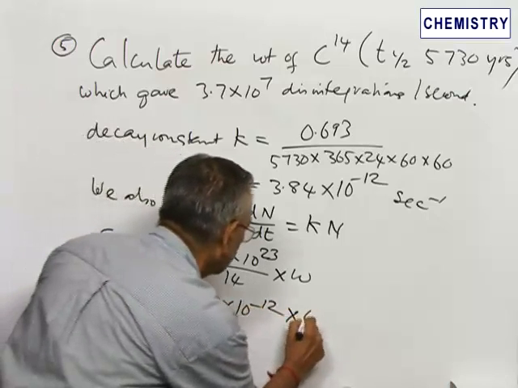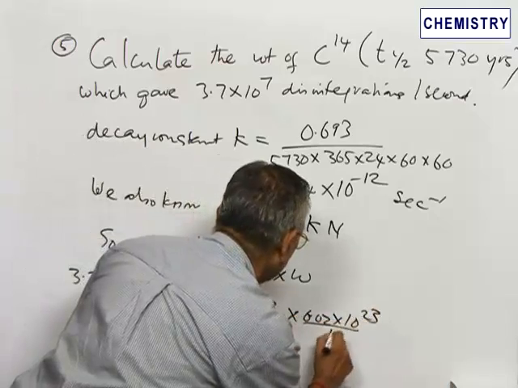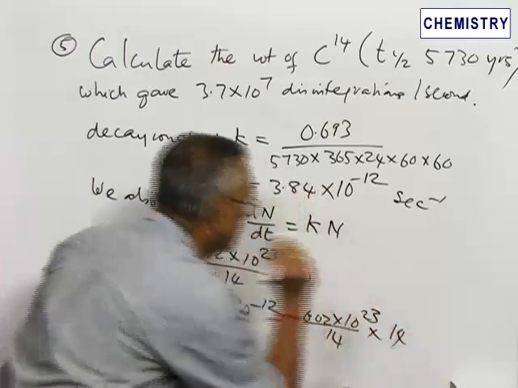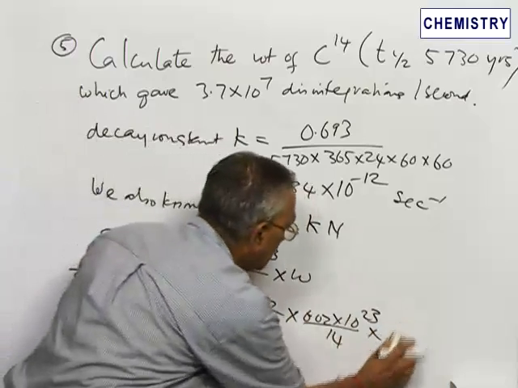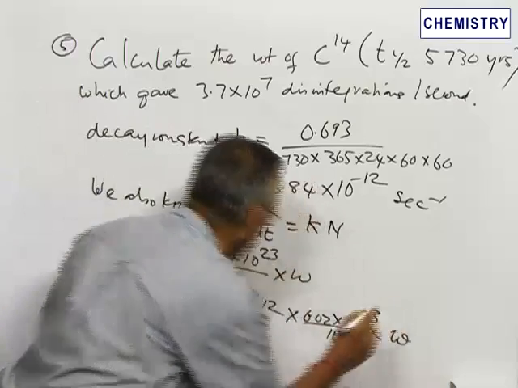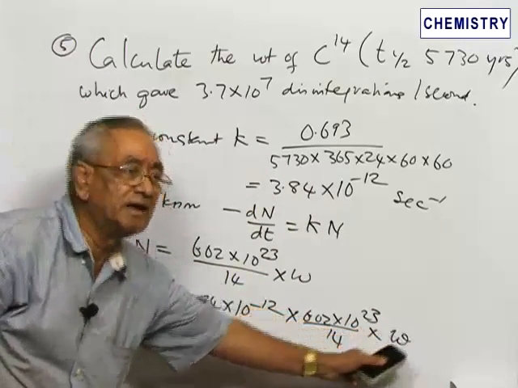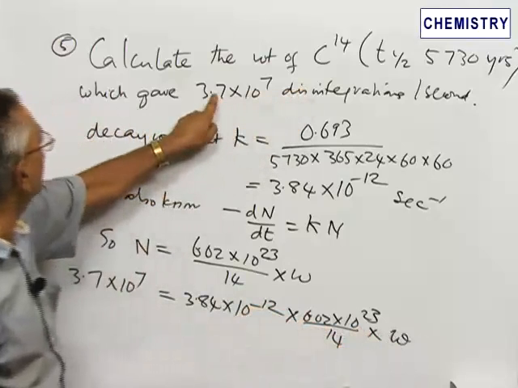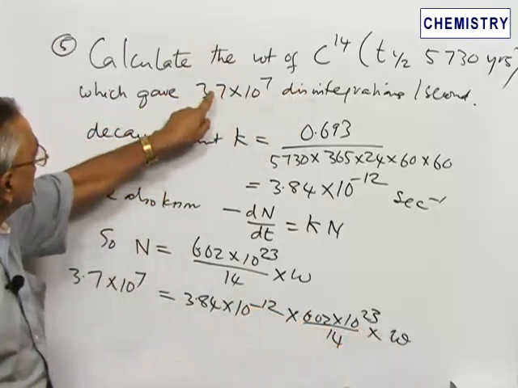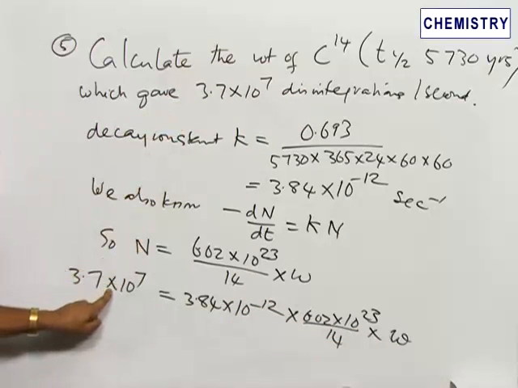Then 6.02 into 10 to the power of 23 divided by 14 into W, that is the weight. The only unknown term is the weight. So, we are equating the N value. The value of N is already given here. The data is given here. The number of disintegrations per second is already given there, 3.7 into 10 to the power of 7.